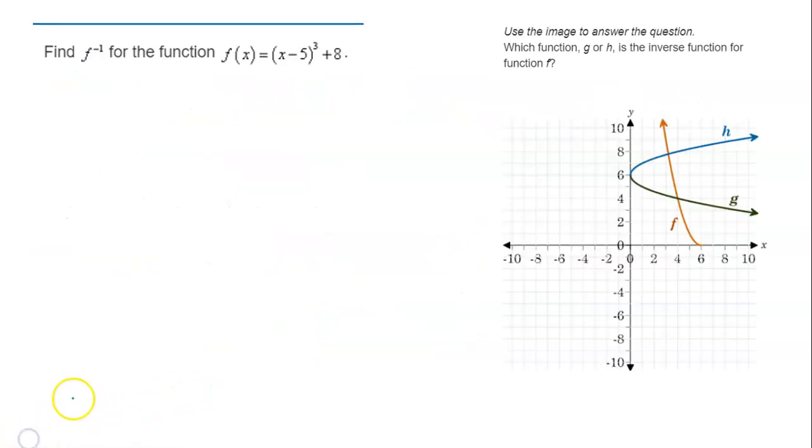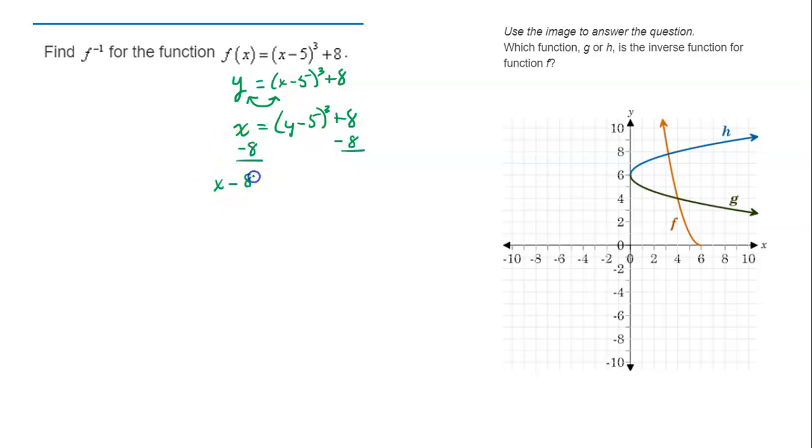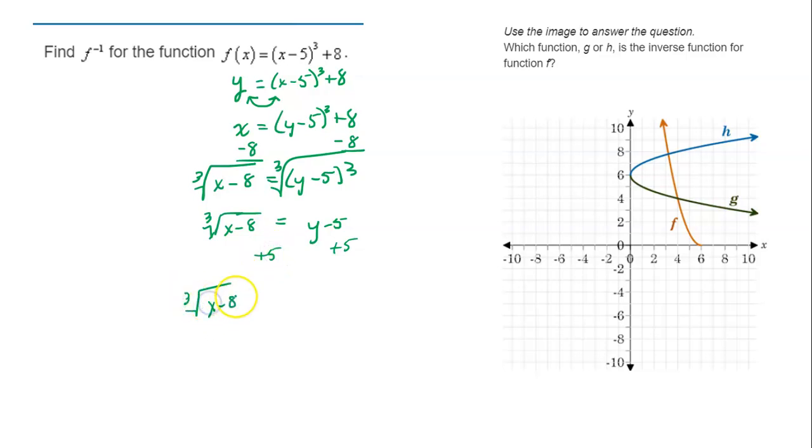Next one. Okay, find the inverse of that. So if this is y is equal to x minus 5 cubed plus 8, I'm going to swap these. X is equal to y minus 5 cubed plus 8, and I'm going to solve for y. You're welcome to pause this and see if you can do it, just as a challenge to yourself. So this is going to be plus 5, so I get cube root of x minus 8 plus 5 is equal to y. And that's your answer.